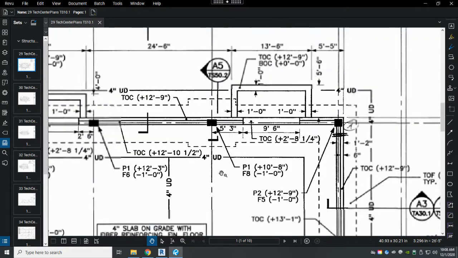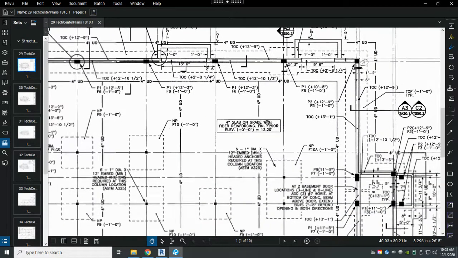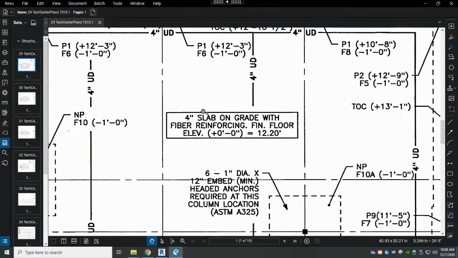that same spot. And right in the middle of the floor plan, in a box, anytime you see a box, any call out with a box around it, you want to read it. It usually means that it's important. And this is telling us what size the slab is, 4 inches on grade, with fiber reinforced finished floor elevation. And there is our magic number right there. It says plus 0 feet 0 inches. So that's the datum that we're using.